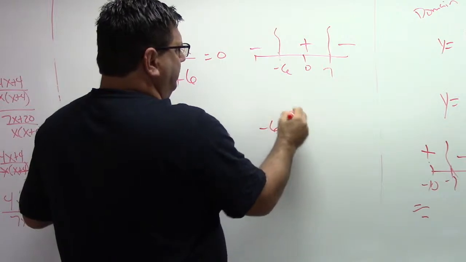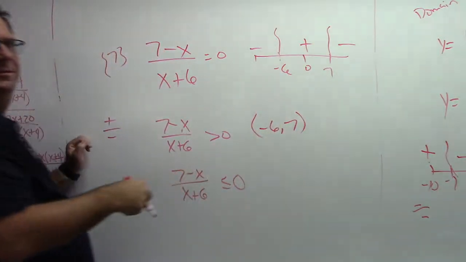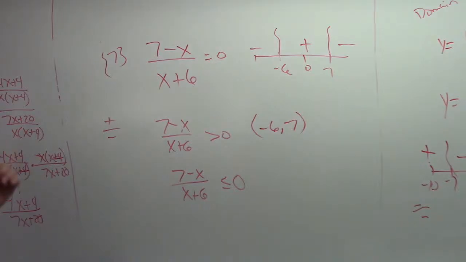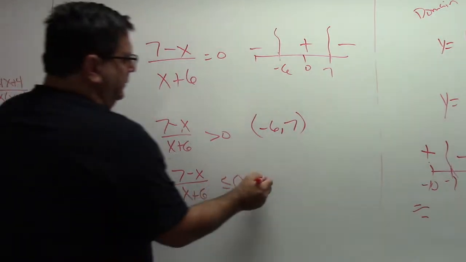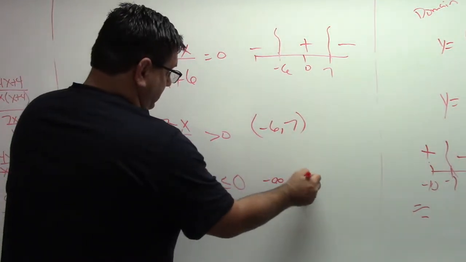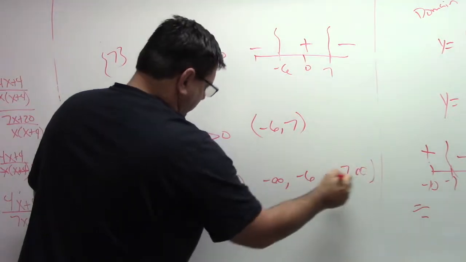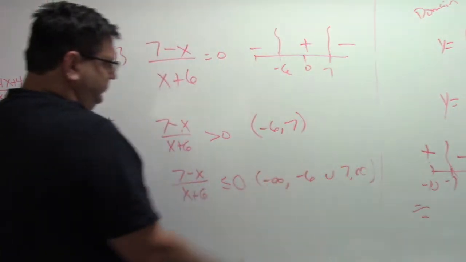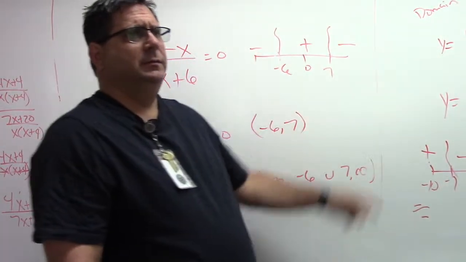So one thing you got to be careful with, Spencer, is that you don't include all the numbers you plug into the test points. Like negative infinity, negative 10. What's less than or equal to 0? Negative infinity, negative 6, union 7 to infinity, right? That's when it's less than 0? Yeah, it's when it's negative. Is this 7 side to infinity less than 0?